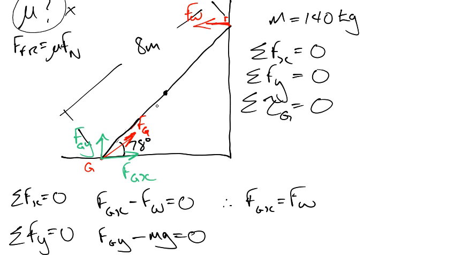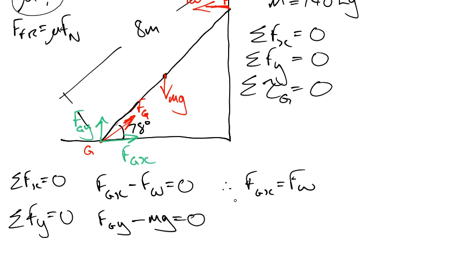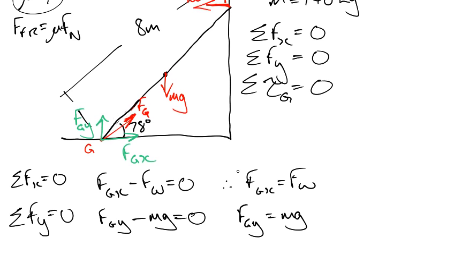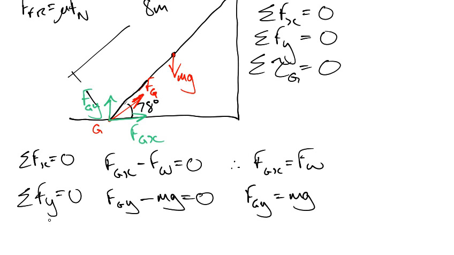I forgot to actually draw the MG, and it's right in the center of the ladder. Assume a uniform ladder, so the center of mass is right in the middle. And now I can easily state that FGY is equal to MG. So far, so good. We can't finish the problem yet because we don't know what FGX is, and in order to find it, we're going to have to take the summation of the torques about point G and set that equal to 0.